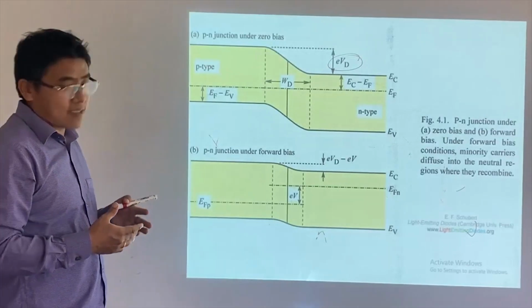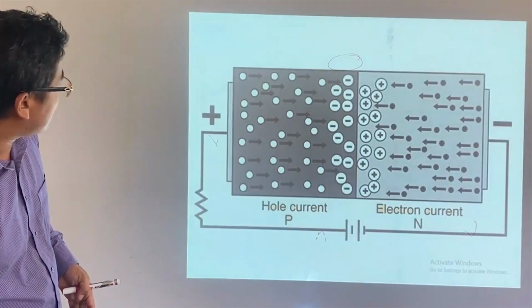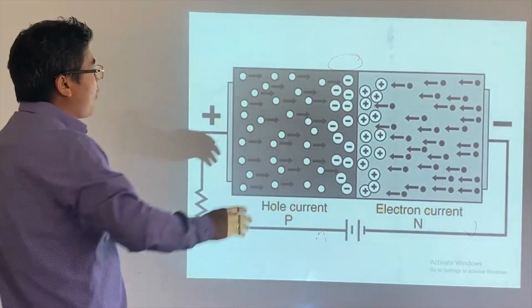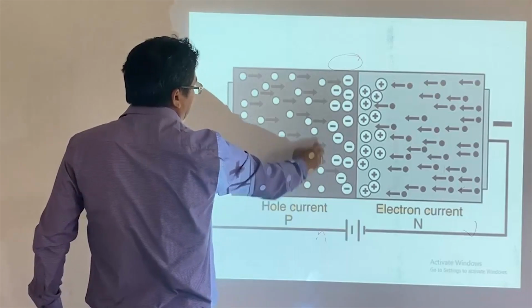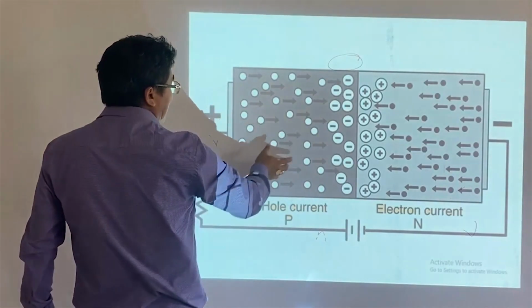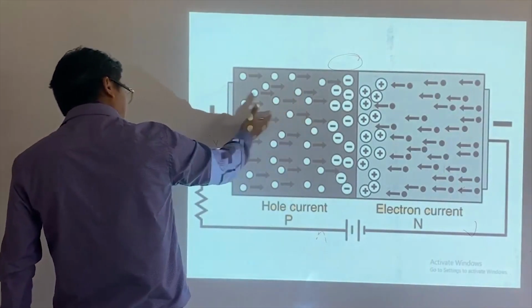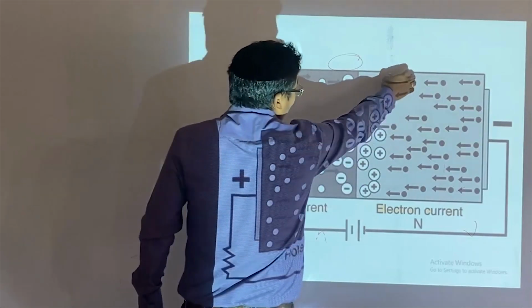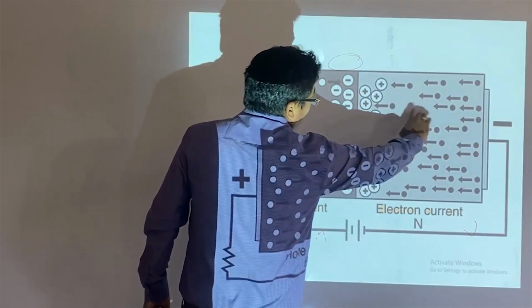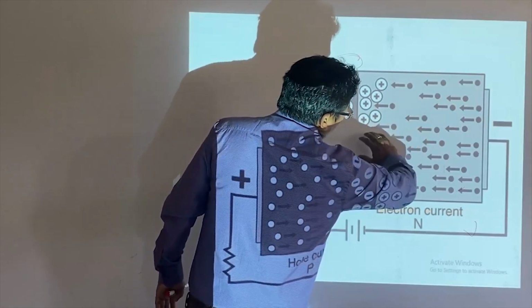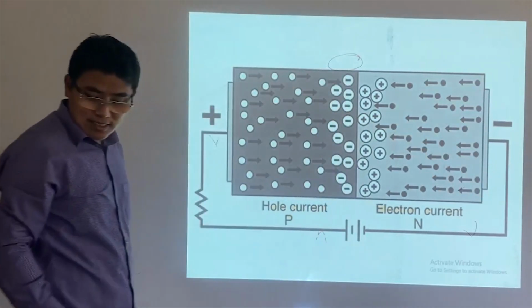Why? Because I just now told you that. More number of electrons accumulate this side, and then there is a concentration gradient, a concentration difference, so the electrons go this side. More number of holes accumulate this side, because of which there is a concentration gradient, so holes go this side, due to which there will be a current.